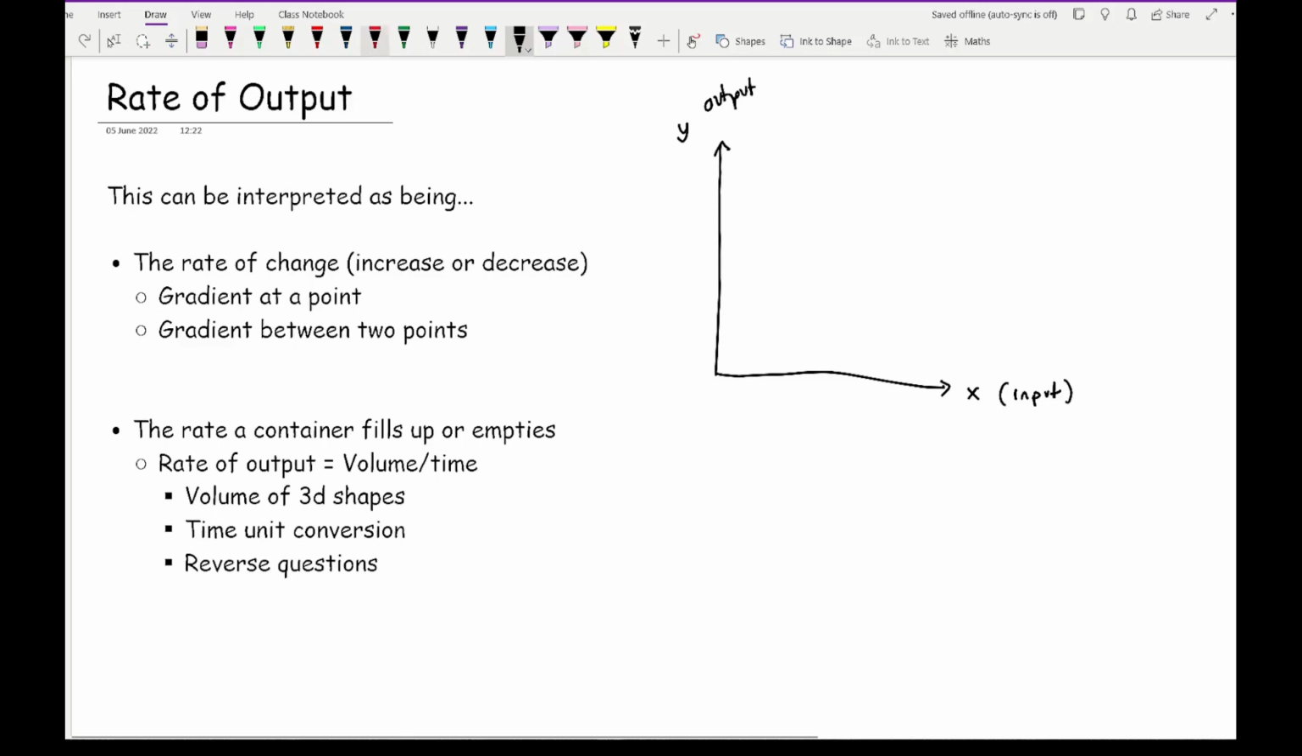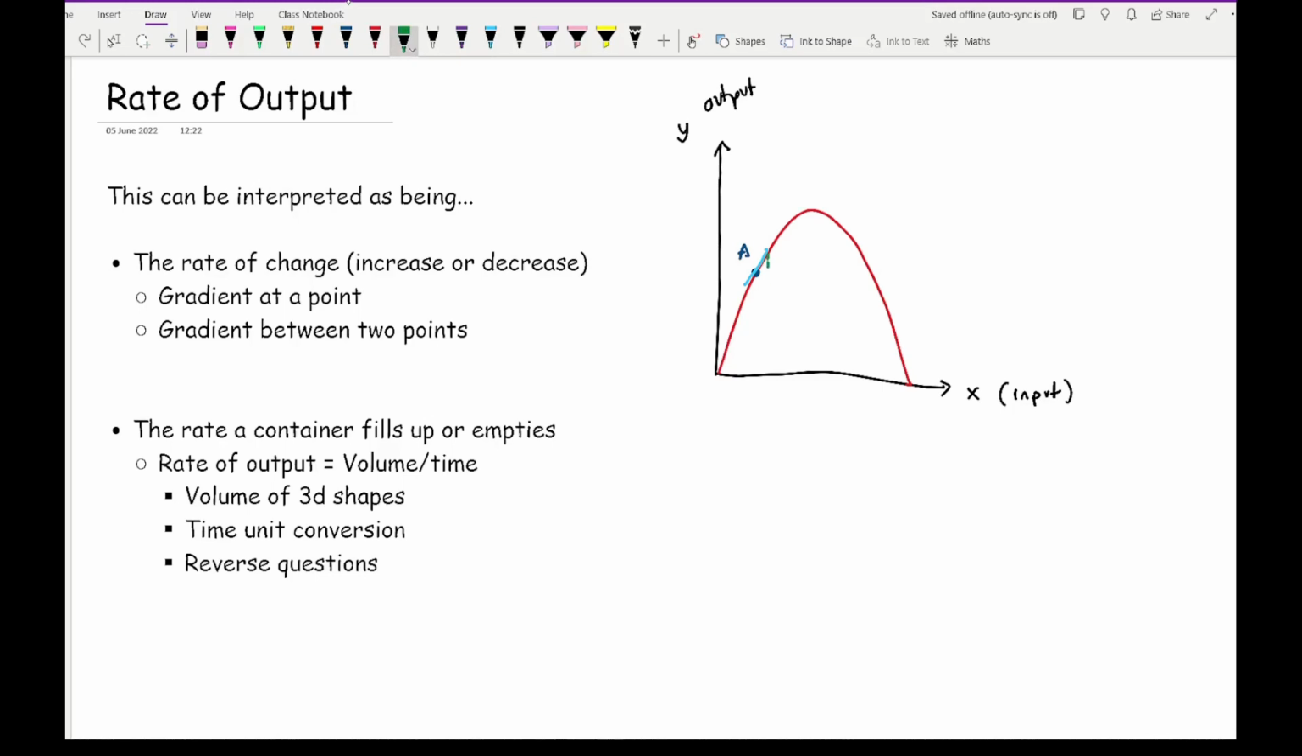So if I then draw a random curve, and let's say I was asked to work out the rate of output at this point here, which I'm going to call A. What this is basically asking me to do is to find the gradient at point A. Now, this is covered in more detail in a video regarding rate of change, but let me quickly go through how you would do that. You would draw a tangent, a straight line that touches that point at only one point, and then you would work out the gradient of that blue line.